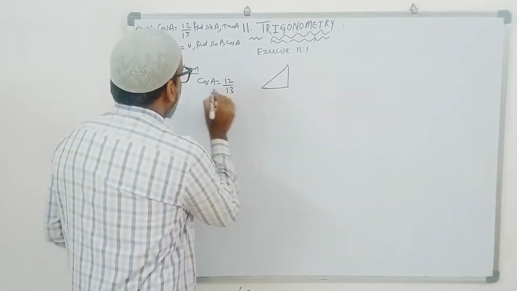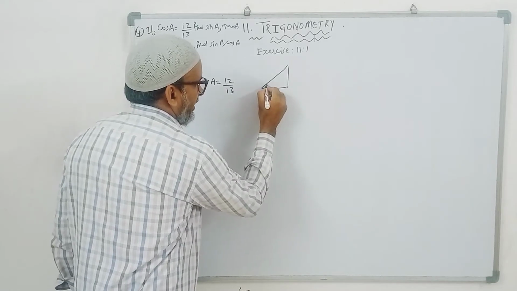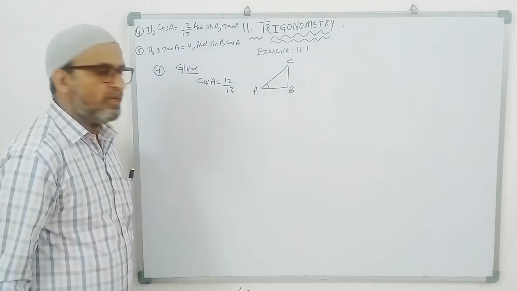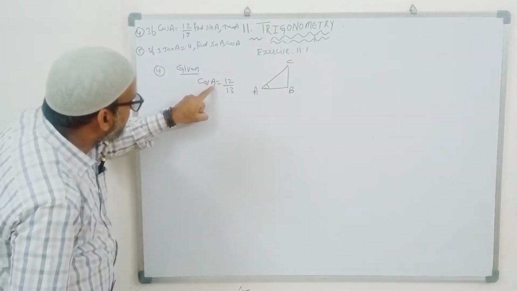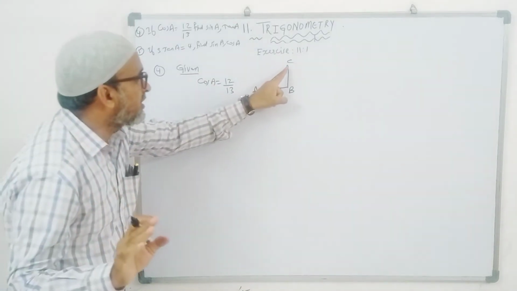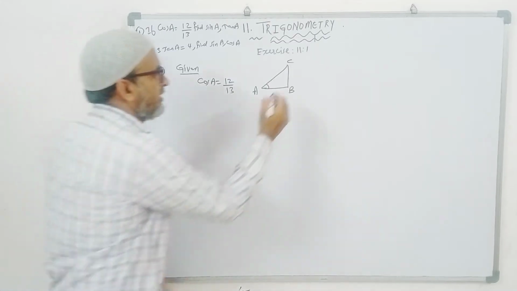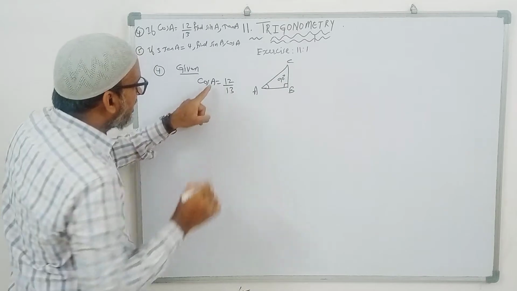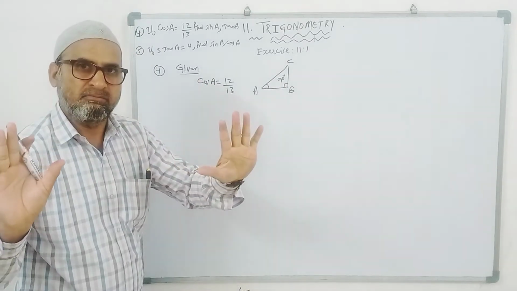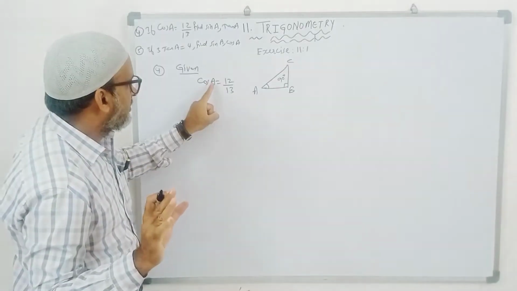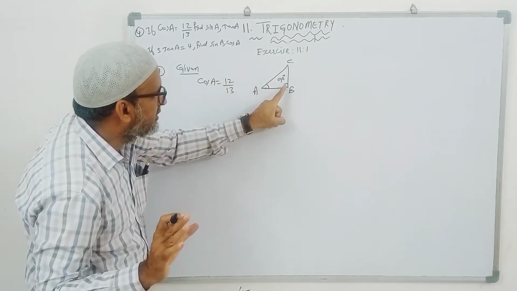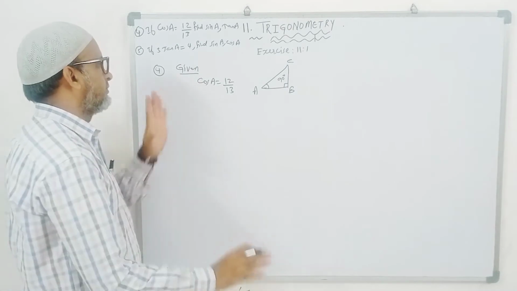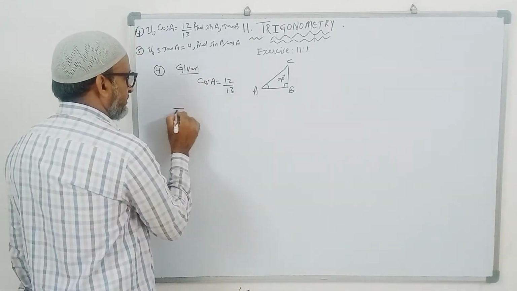Now, I am taking A, B, C here. Angle A, I am taking down here. You can take it here also, no problem. But here angle B is 90 degrees. Other than B, this is not 90 degrees. Anywhere you take except 90 degrees, you take this one as A. Anything.